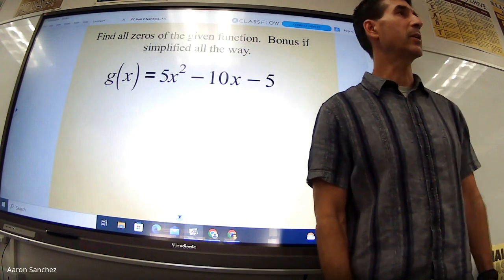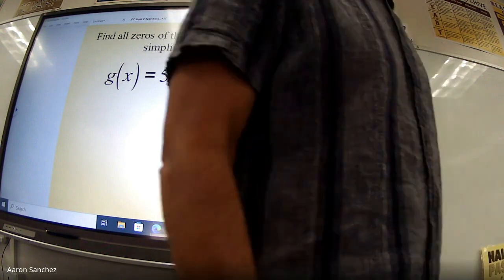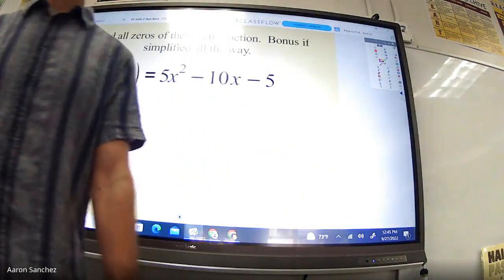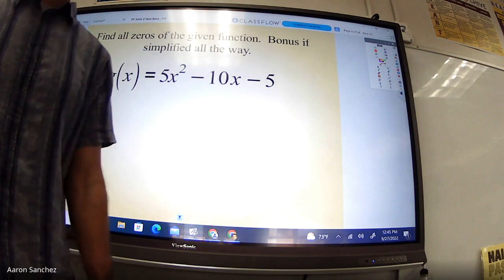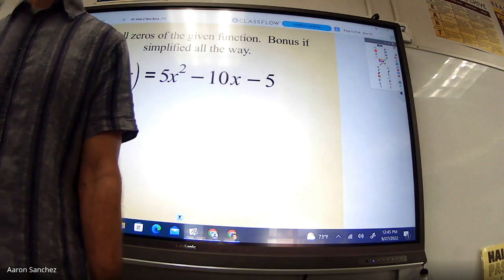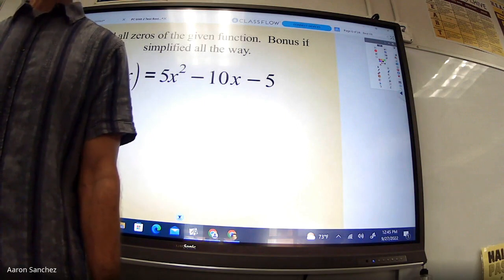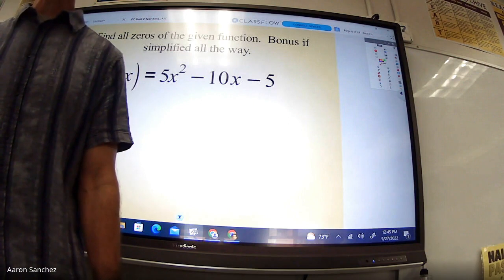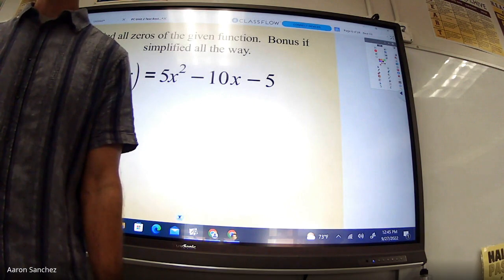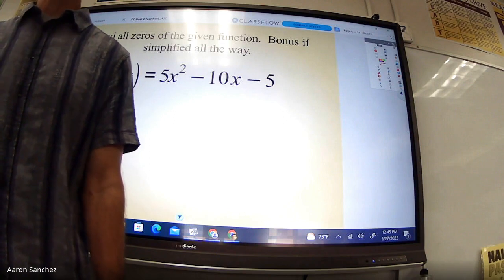All right, Danielle, how do I solve this? Quadratic formula will absolutely work. However, is there an easier way? X box parentheses is another way. However, is there an easier way? Well, that's the quadratic formula.